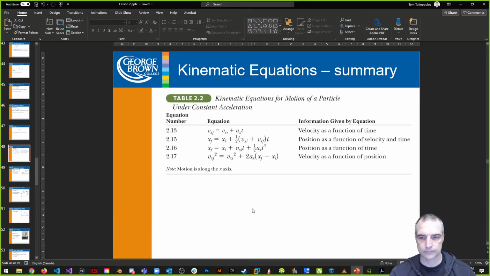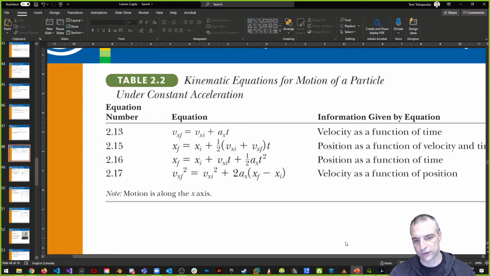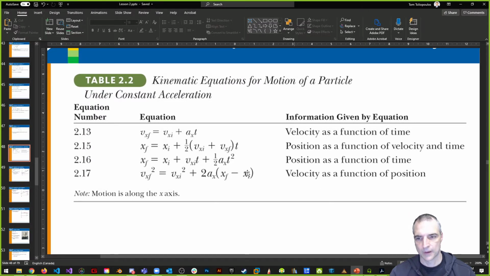All right. So here are your kinematic equations in a nutshell, in a summary. Okay. So again, v final is equal to v initial plus axt, which is velocity as a function of time. X final is equal to x initial plus 1/2 of (vx initial plus vx final) t, right? X means the position on the x-axis, by the way. And that is a position as a function of velocity and time. And this one, x final is equal to x initial plus vx initial t plus 1/2 axt squared. This is a position as a function of time.